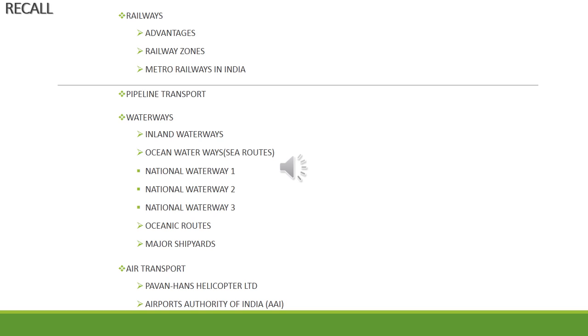Then the oceanic routes. Nearly 95% of India's trade by volume takes place through ocean routes. Then we discussed the important ports of India and the major shipyards. Finally, air transport, the quickest and costliest, but most modern and comfortable means of transport. It is classified as domestic airways and international airways. In India, Indian Airlines provides domestic air services, and Air India provides international air services. So we have discussed these things.